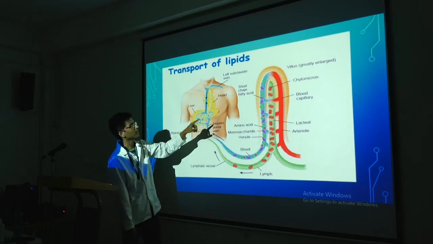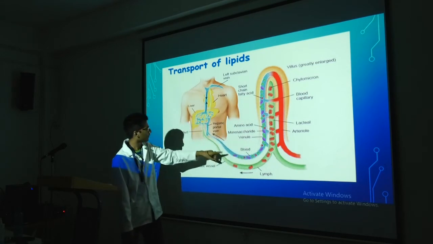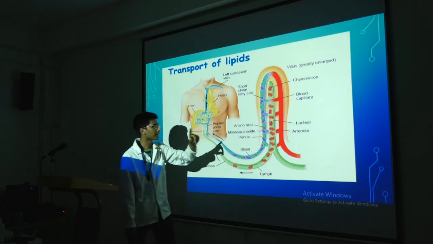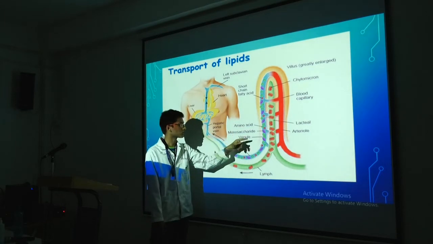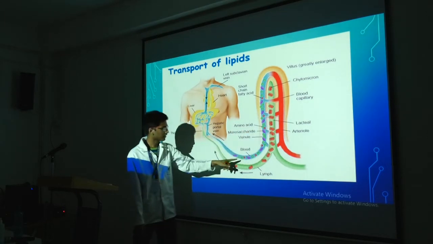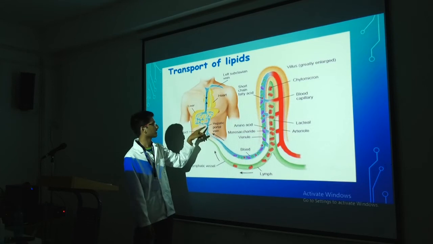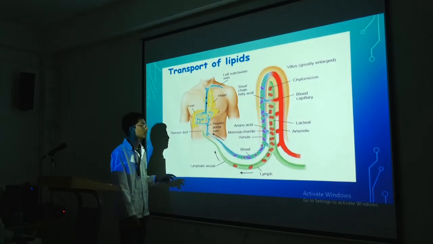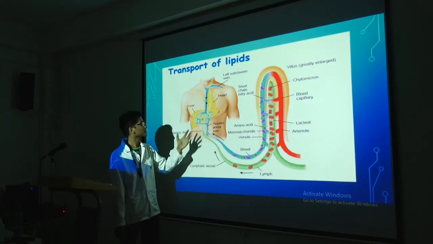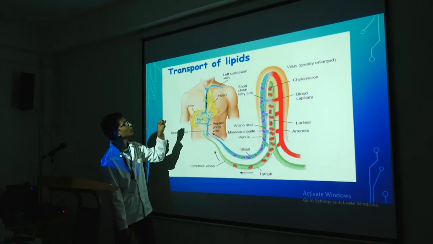So here all the chylomicrons are coming. Not only chylomicrons, there are also amino acids and monosaccharides. These all are coming to the blood and going to the hepatic portal vein, the hepatic system. This is how the overall transport is happening.